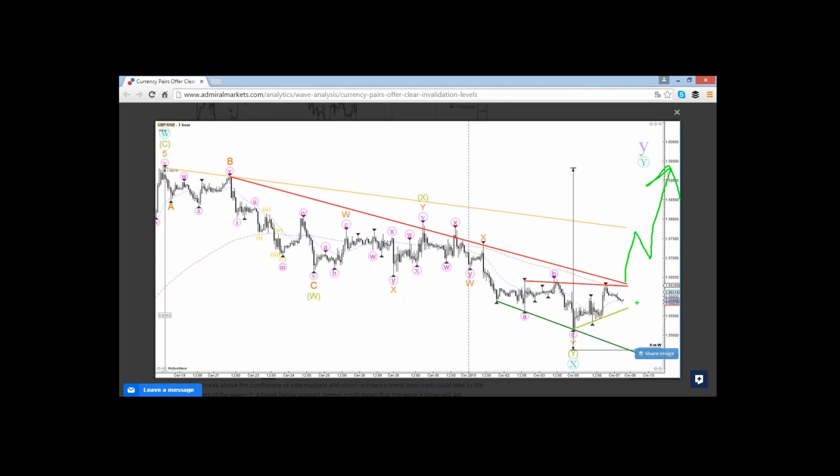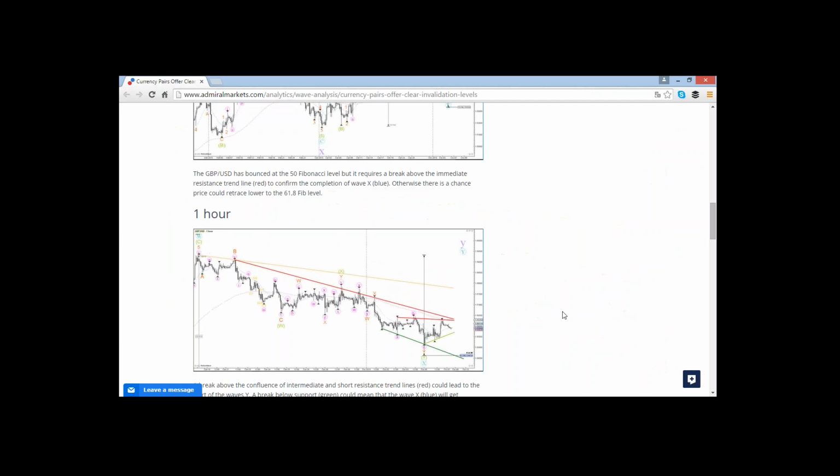All right. But those red lines were the key for the upside to confirm that it stopped indeed at the 50. But if it doesn't break above it and it doesn't break below this, then maybe it will retrace lower. That's the wave count at the moment.